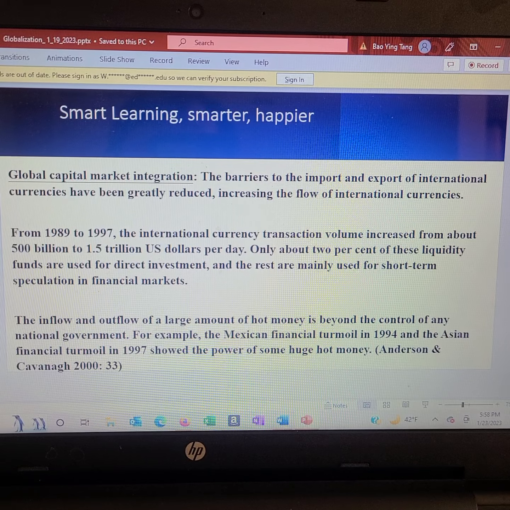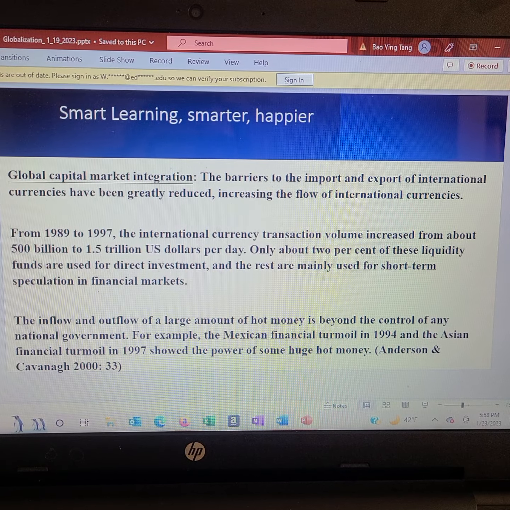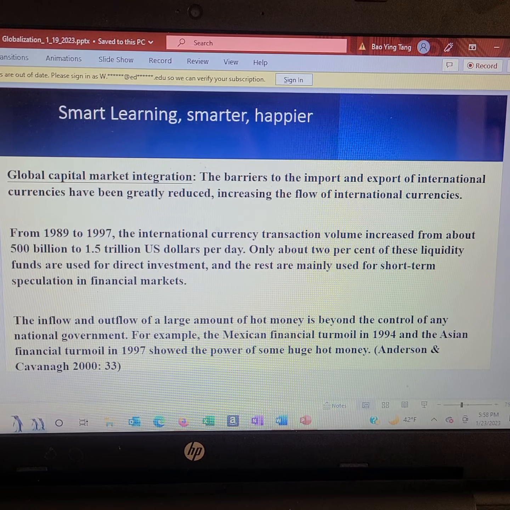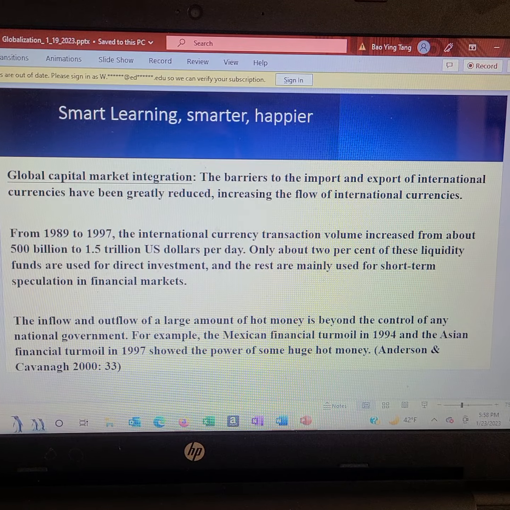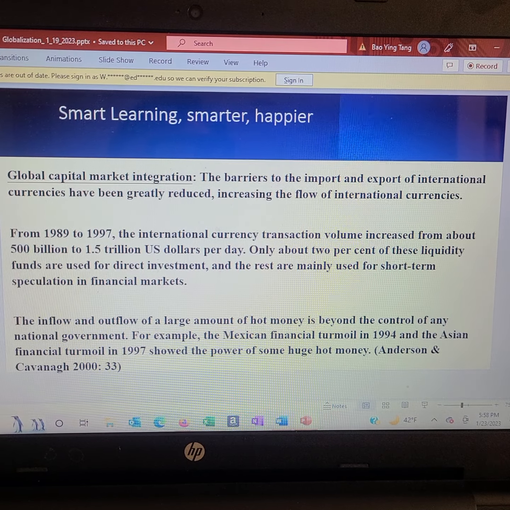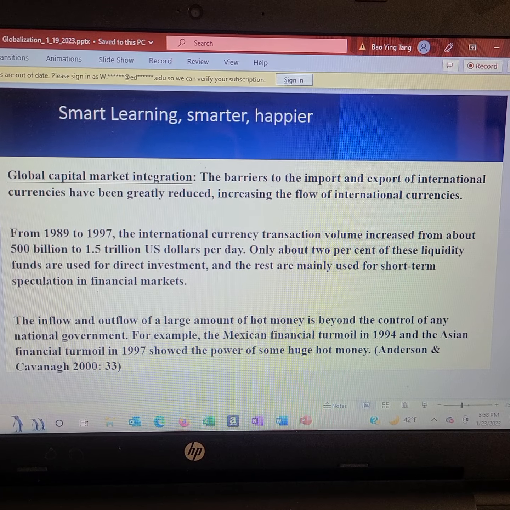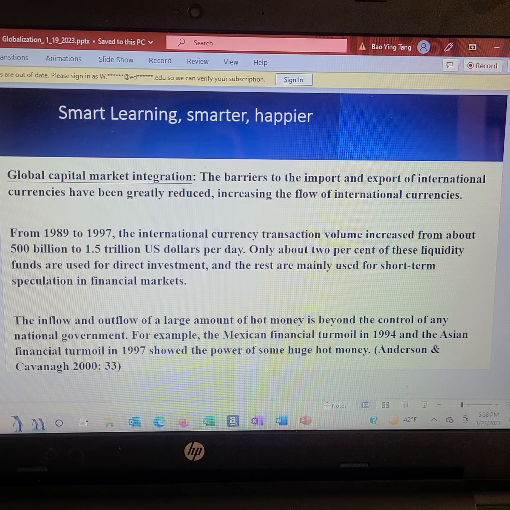The inflow and outflow of a large amount of hot money is beyond the control of any national government. For example, the Mexican financial turmoil in 1994 and the Asian financial turmoil in 1997 show the power of some huge hot money.